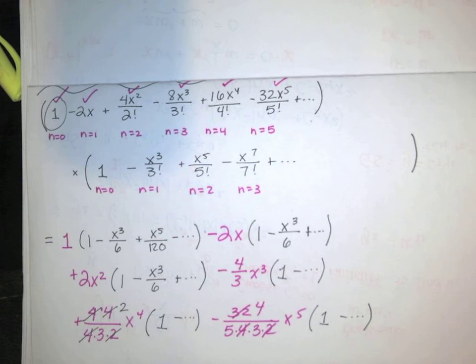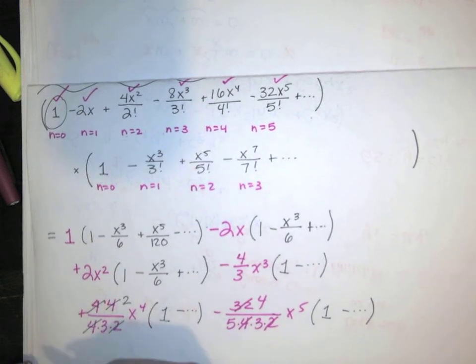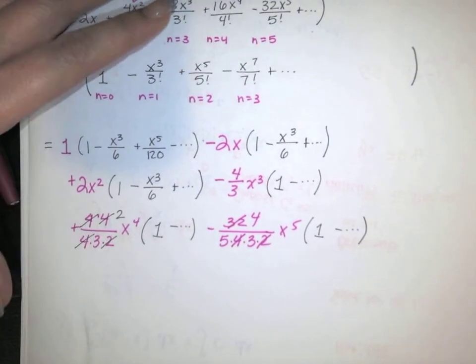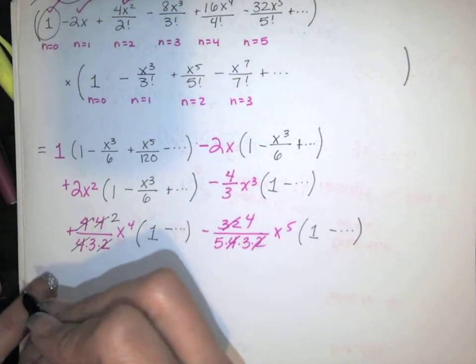This is the product of those two series. And these dots represent all the terms that are x to the sixth power or higher degree terms. So we just want to distribute now, and then we'll collect like terms. See, you can do this. If you can multiply polynomials, you can do this.